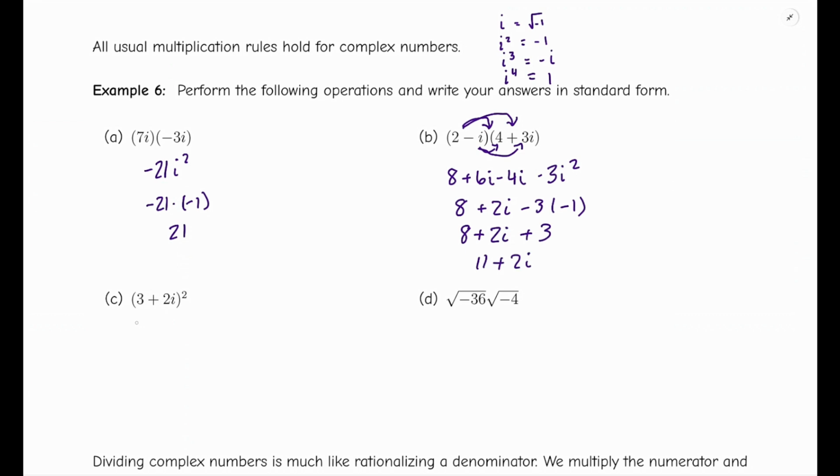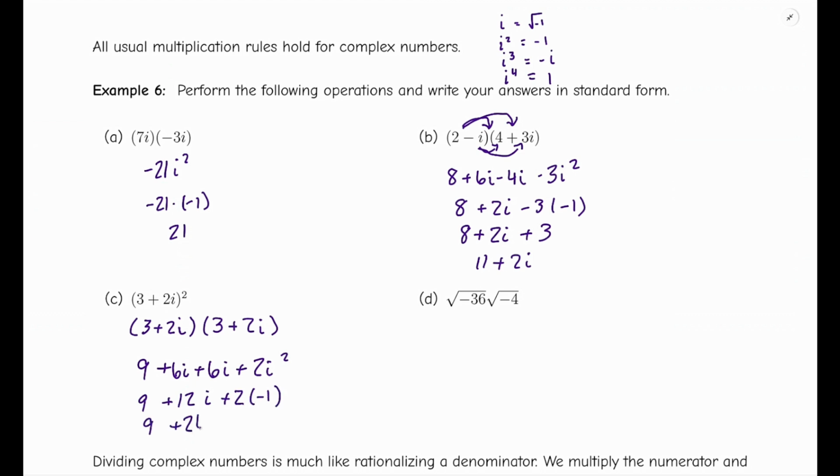Here, don't forget when you square a binomial, you just write it out twice. Do not distribute the exponent. So we get 9 plus 6i plus 6i plus 2i squared, which is 9 plus 12i plus 2 times -1, which is 9 plus 12i minus 2, which is 7 plus 12i.